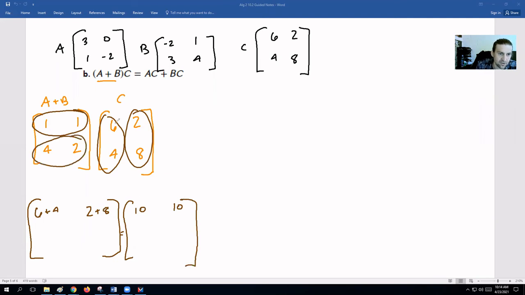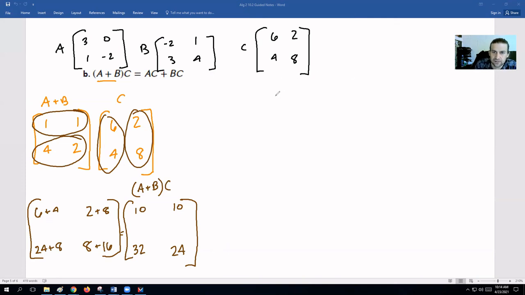All right, now, second row, first column. 4 times 6 is 24. 2 times 4 is 8. Add them together, that's 32. And next, 4 times 2 is 8. 2 times 8 is 16. If we add those together, that's 24. All right, so this is A plus B, then multiplied by C. We're going to see if that's the same thing as AC plus BC.